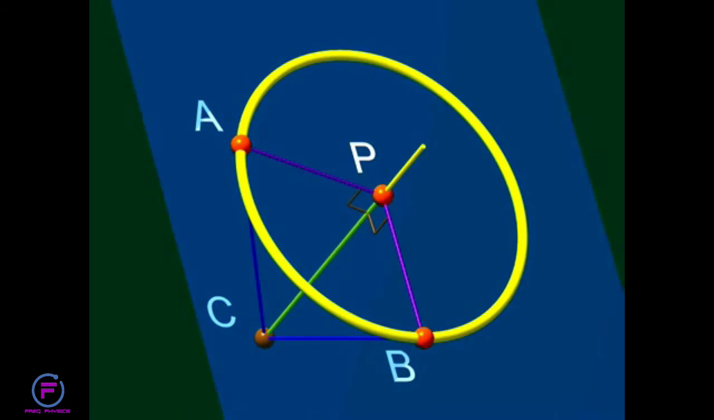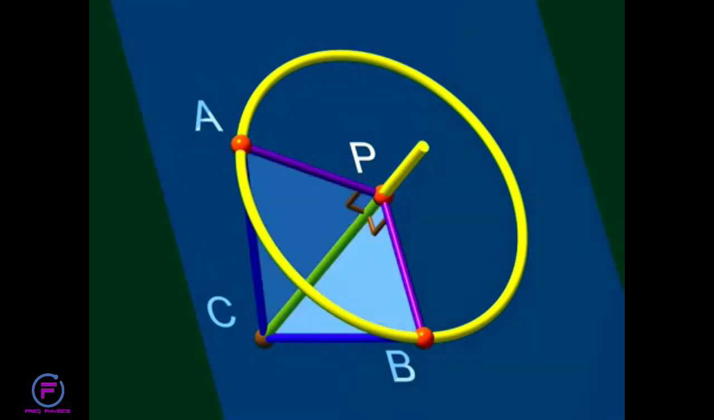Look at the two triangles, CPA and CPB. They share a side, CP. Both are right angle triangles since the angle at P is a right angle. But the lengths of PA and PB are equal, since A and B are on the same circle with centre P. Again, using Pythagoras' theorem, we conclude that the hypotenuses have the same lengths.